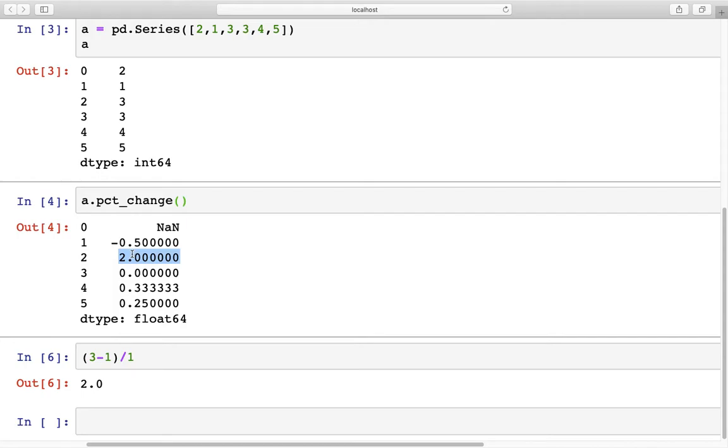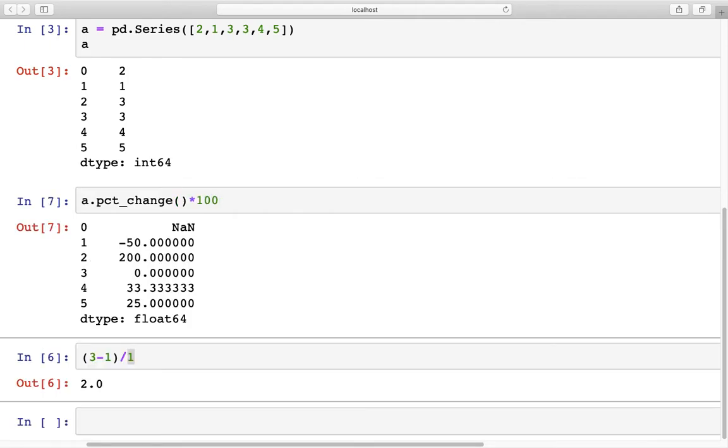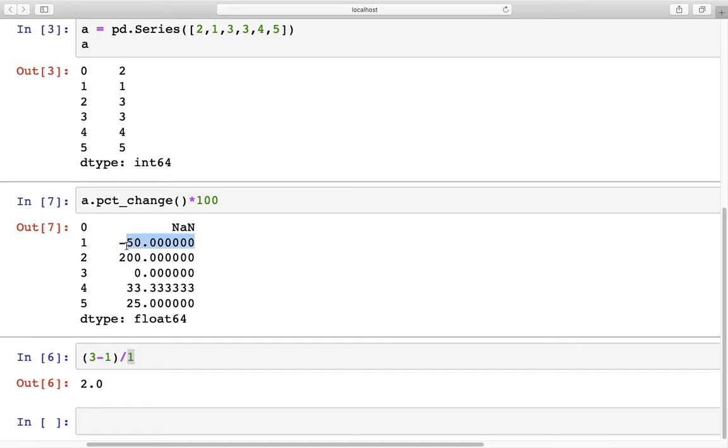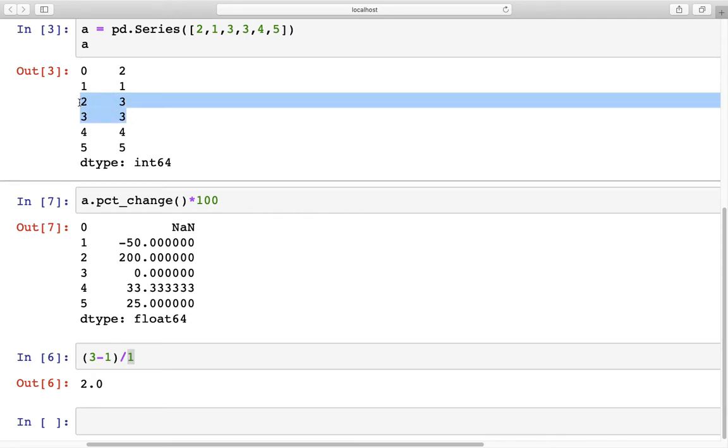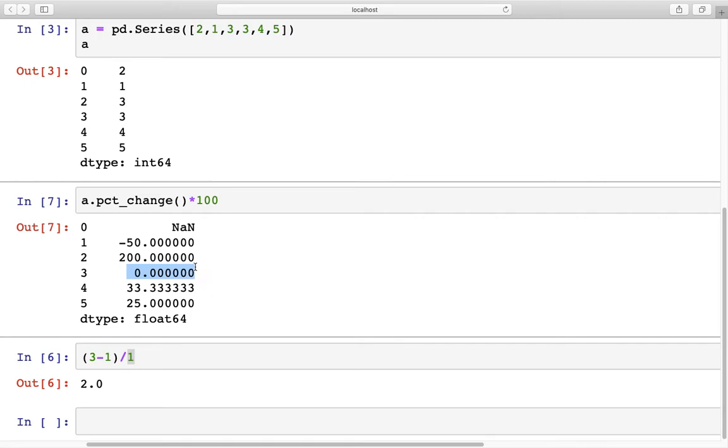So this number that you see here is in decimal, so you need to multiply it by 100 to get the actual percent that you know of. So there's a 50% decrease when you go from index 0 to index 1, and that's denoted by the negative sign here. For all increases, it's always a plus sign, and at index 3 we can see that the values didn't change, so therefore the percent change is 0.